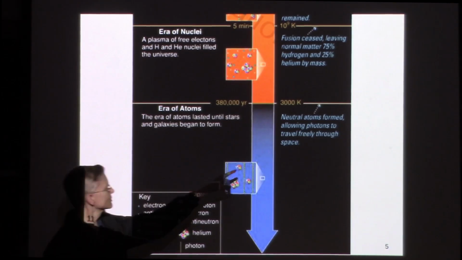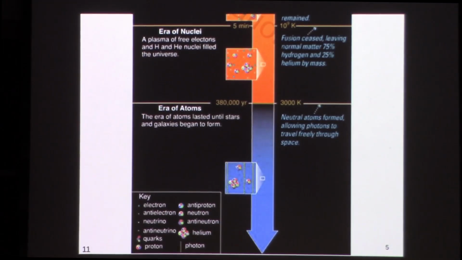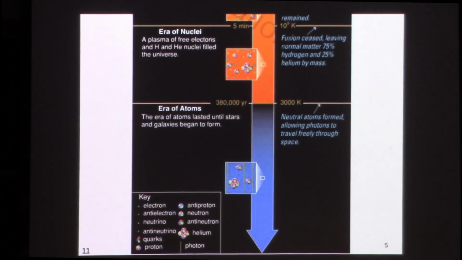Anyway, neutral atoms formed, allowing photons to travel freely through space at the time of recombination, the first time that atoms formed from the combination of protons and electrons, helium nuclei and electrons and so forth. So, at this point, what questions do you have?